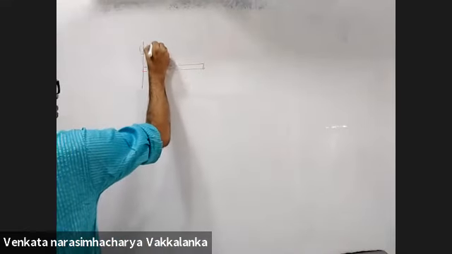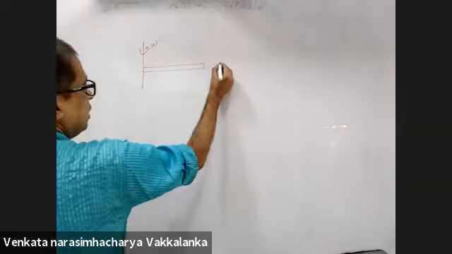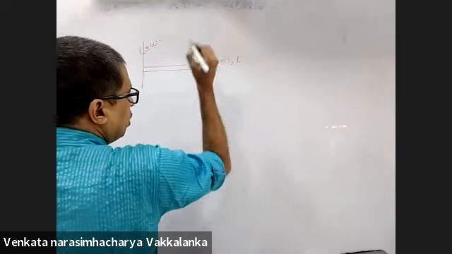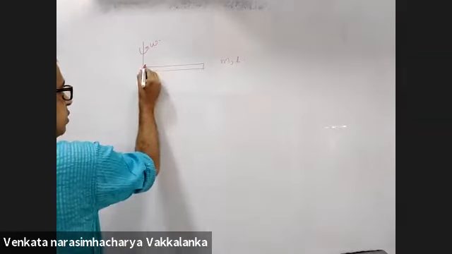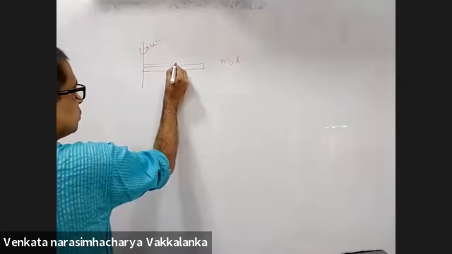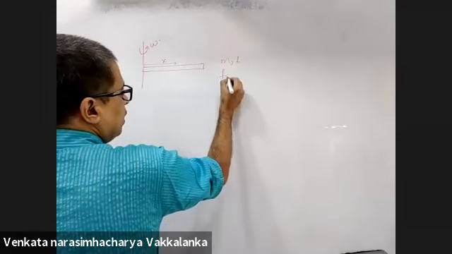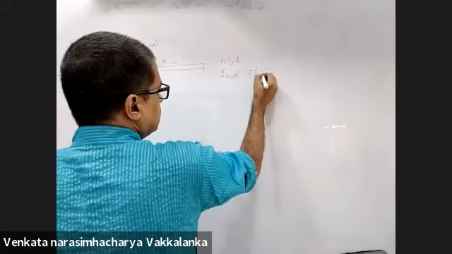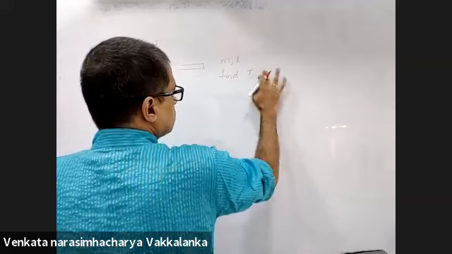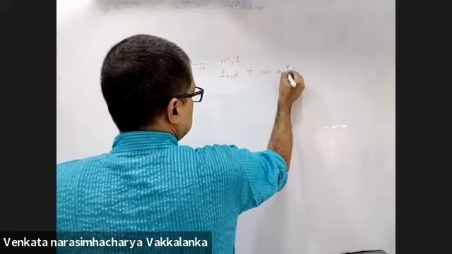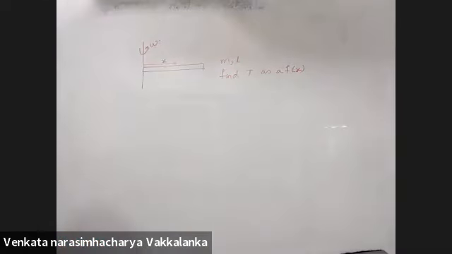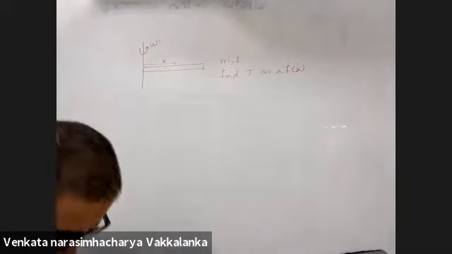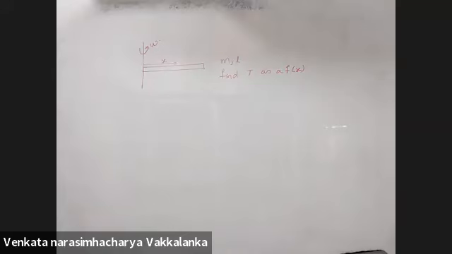Thin rod is rotating with an angular velocity omega. M is the mass of the rod, L is the length of the rod. Find the tension in the thin rod as a function of X.